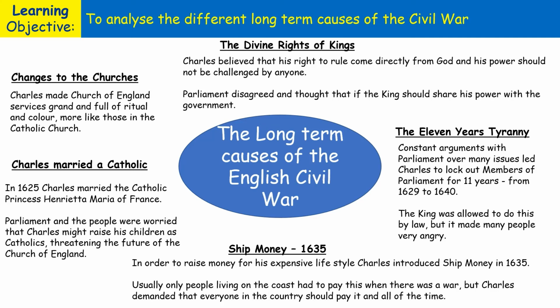Let's go through each of the categories that these long-term causes belong to. Changes to the church was a religious factor. Charles marrying a Catholic is predominantly a religious factor as well. Ship money was a financial factor behind the cause of the English Civil War. The 11 Years of Tyranny was a political factor. And finally, the divine right of kings was a political factor, but you could also say it was a religious factor on the basis that Charles claimed that his power came directly from God.